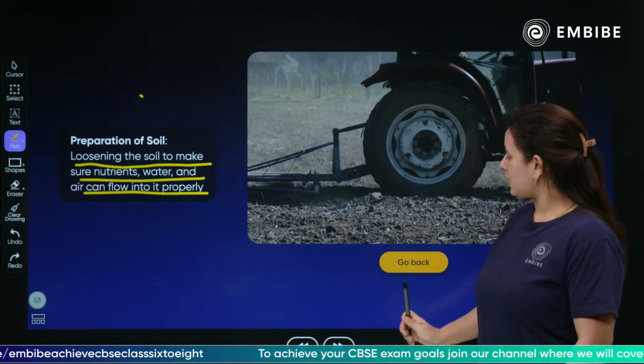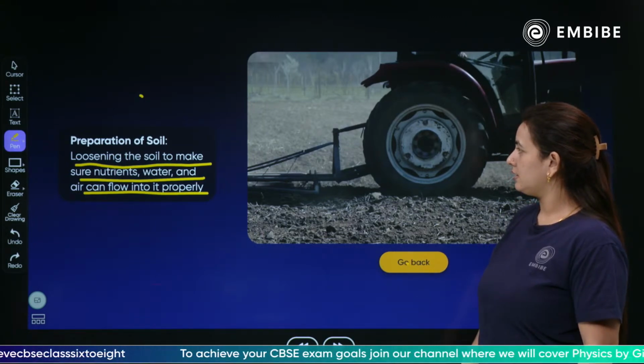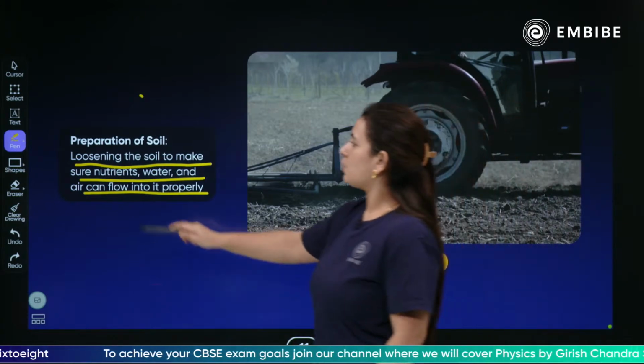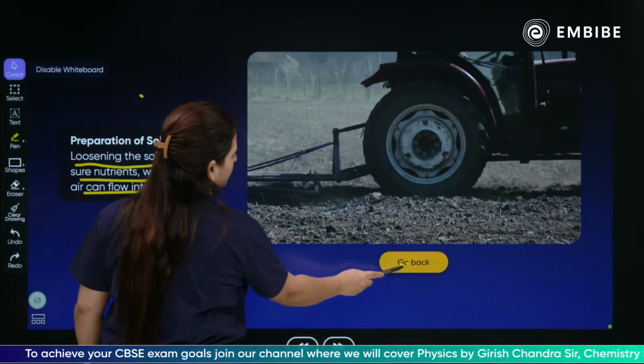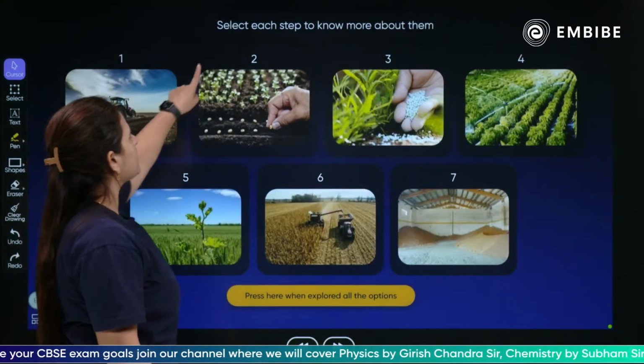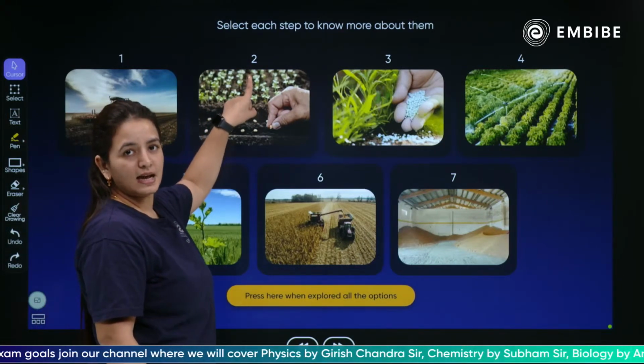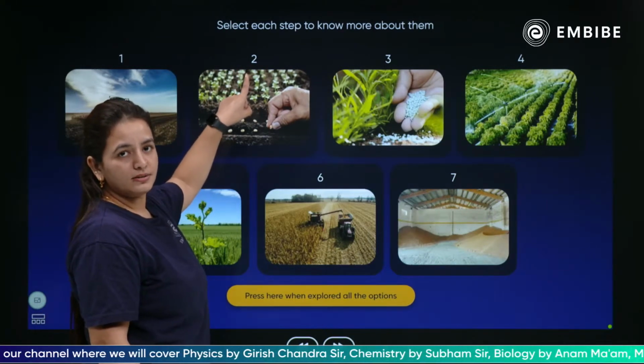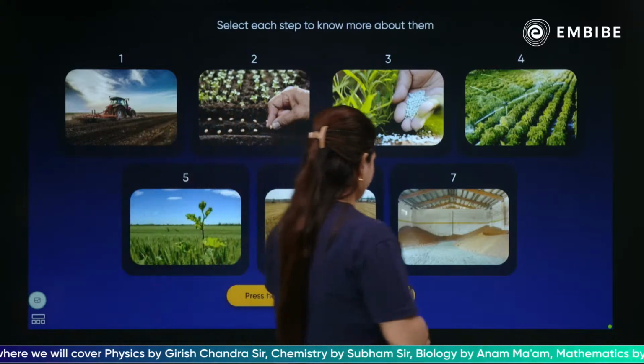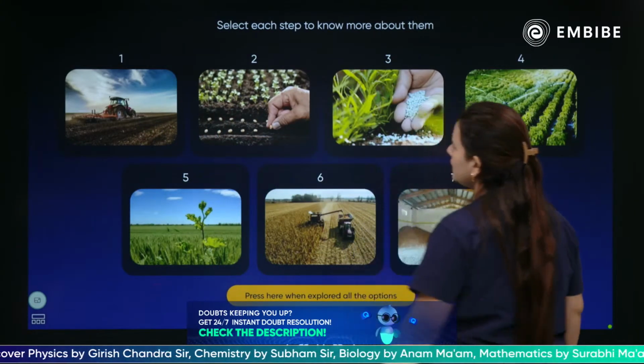Okay, moving again, I am going back. Let's go back. Next again, this is our second step. Shall I click on the second step? Shall we move forward, children? Yes or no? Shall we move forward?